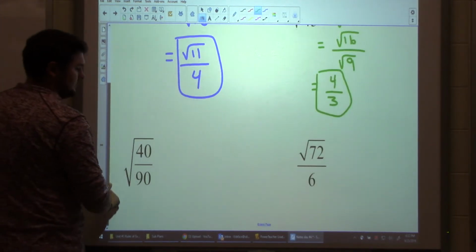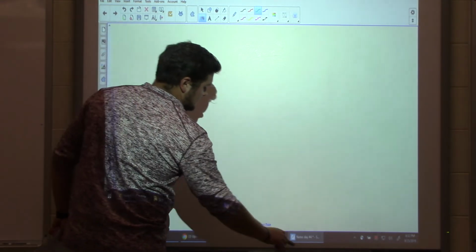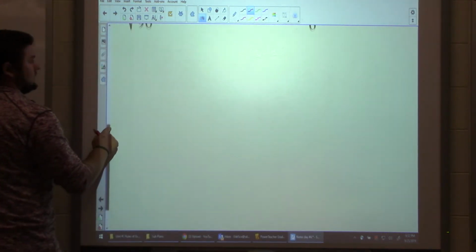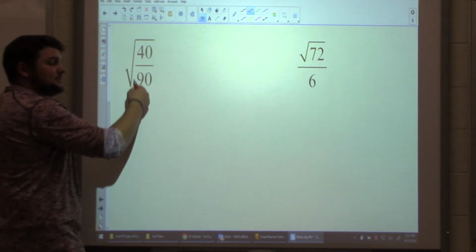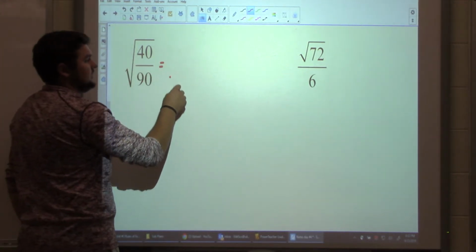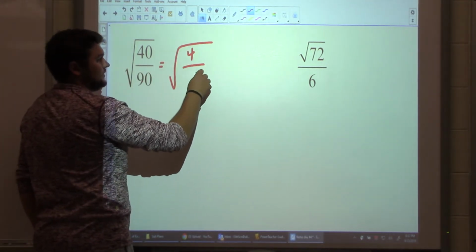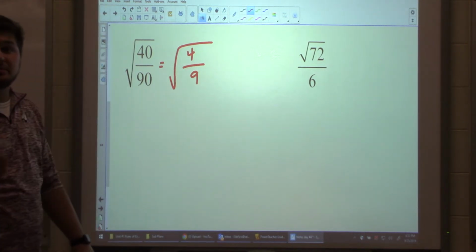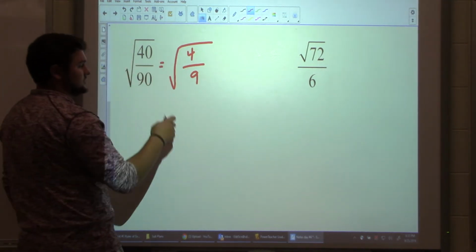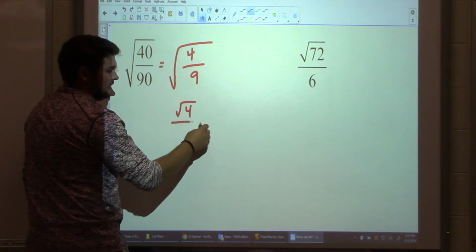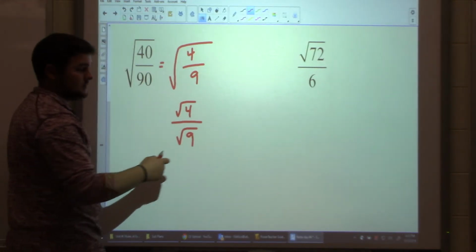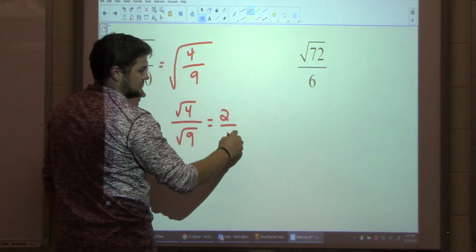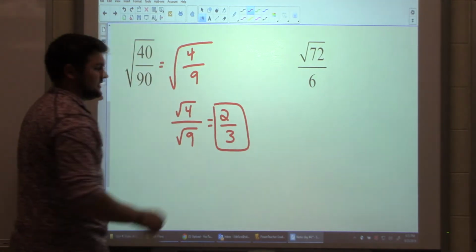Alright, a couple more. We have the square root of 40 over the square root of 90. Well, simplify it first. Take a 10 out. It becomes square root of 4 over 9. Then use that quotient property. Break it into two separate square roots. Square root of 4 over square root of 9. Well, square root of 4 is 2. Square root of 9 is 3. That's our final answer.